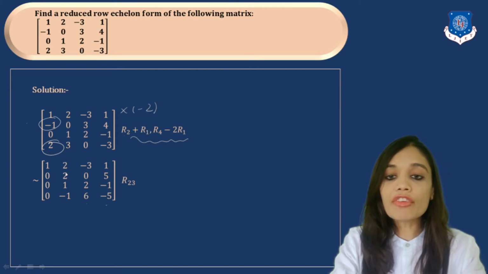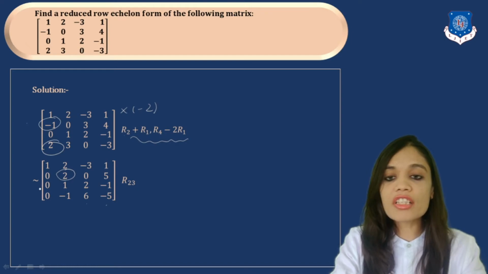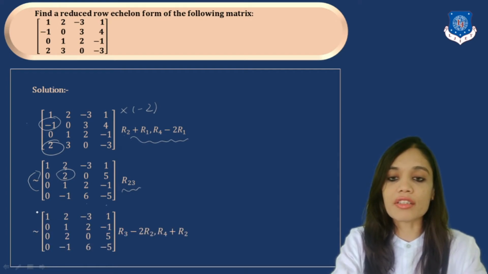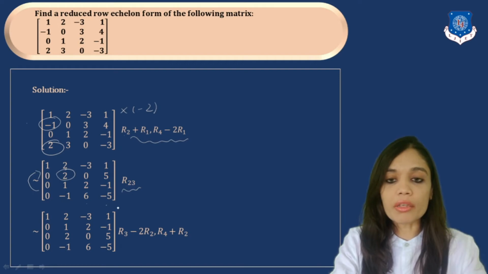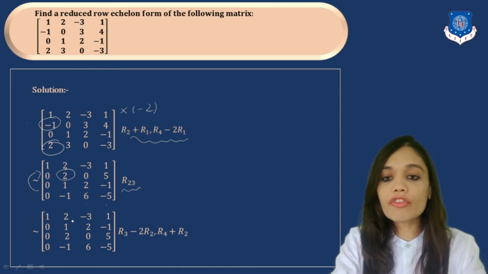Okay, now you need to form leading one at this place. So we will interchange R2 and R3, that is we will do the operation R23. So you will get the following matrix. First row will remain as it is. Now interchange. The second row will become 0 1 2 -1. Third row will become 0 2 0 5, and the last row will remain as it is. Now we have formed leading one over here, right?